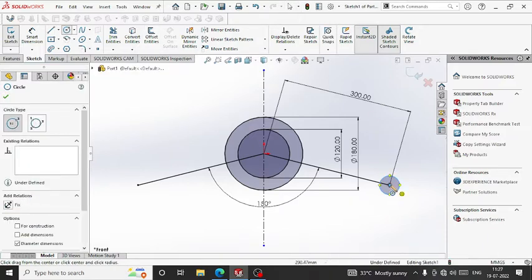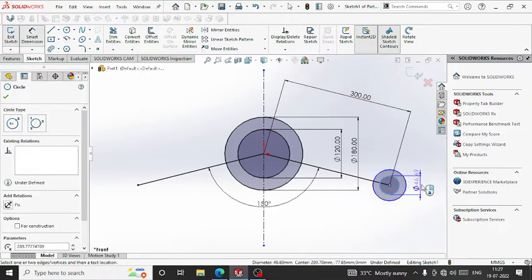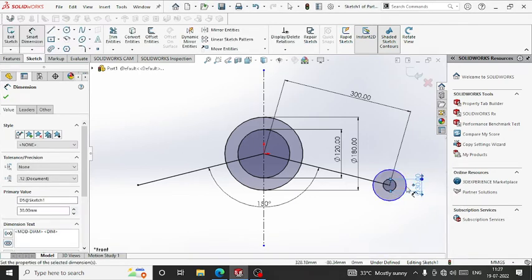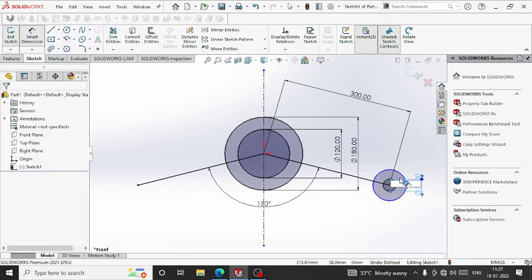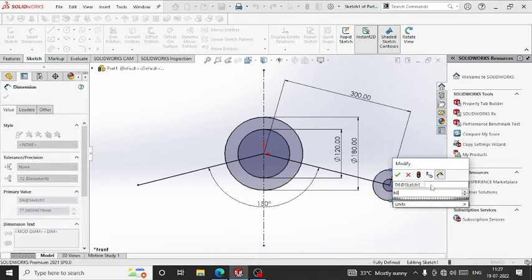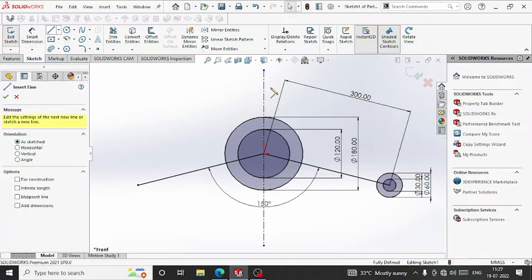Two concentric circles here with diameter 30 and 60. Diameter 30. Diameter 60. Okay. Draw a line.